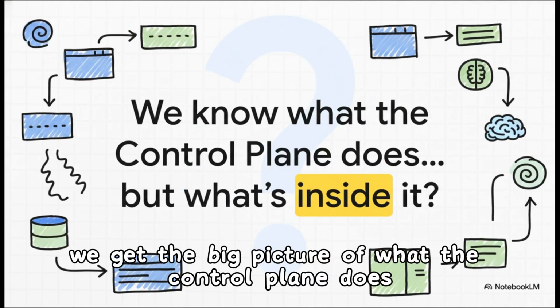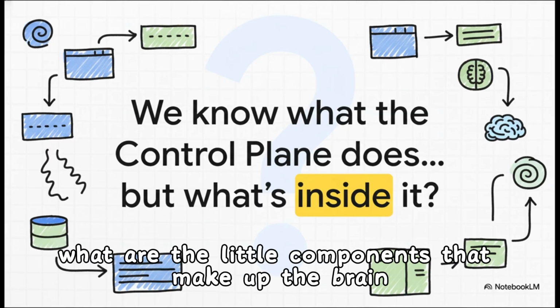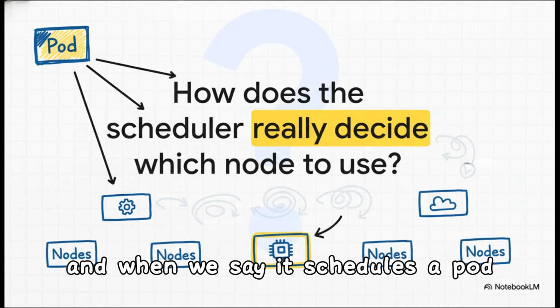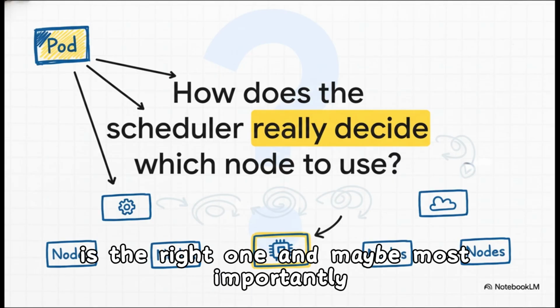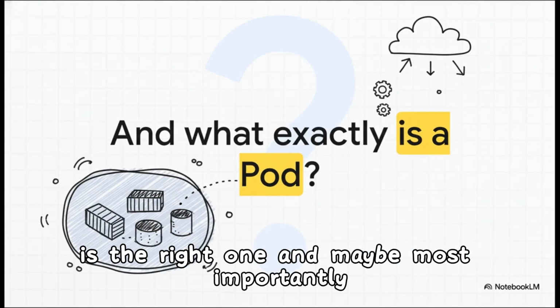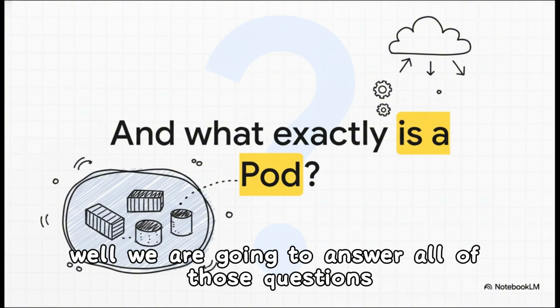So we get the big picture of what the control plane does, but what's actually inside of it? What are the little components that make up the brain? And when we say it schedules a pod, how does it really decide which of the hundreds of possible nodes is the right one? And maybe most importantly, what exactly is a pod? We know it holds containers, but what does that really mean? Well, we are going to answer all of those questions in the next explainer.